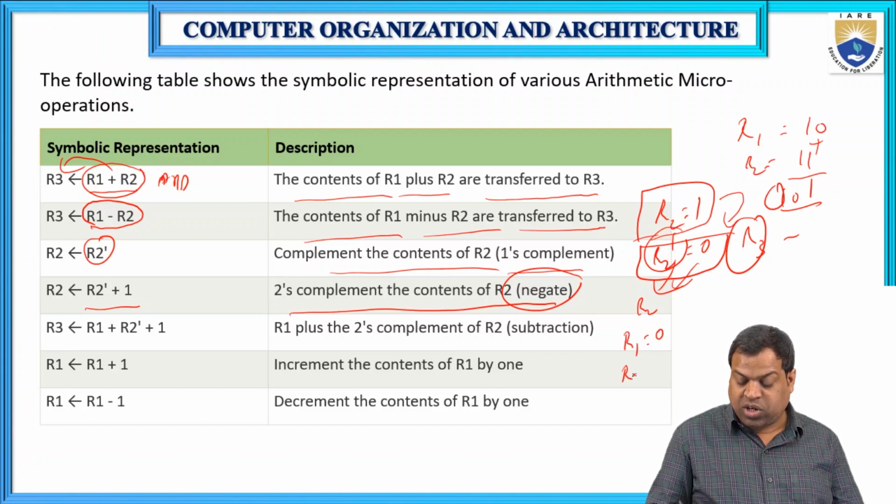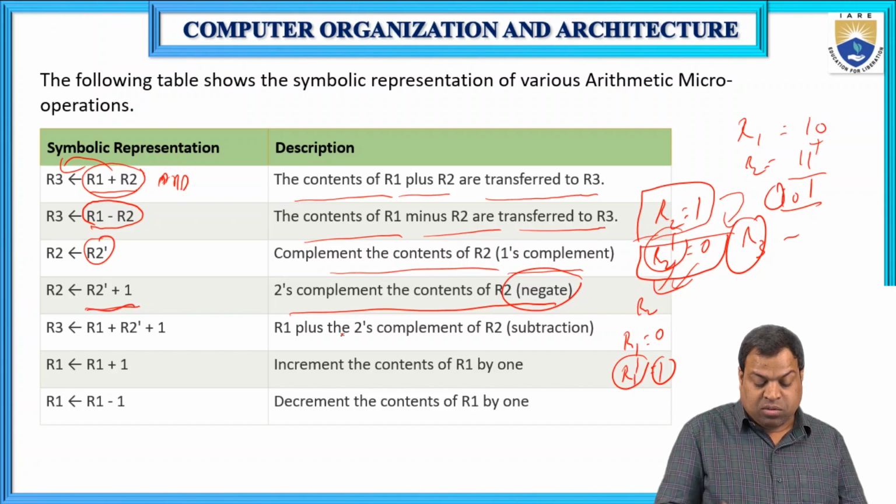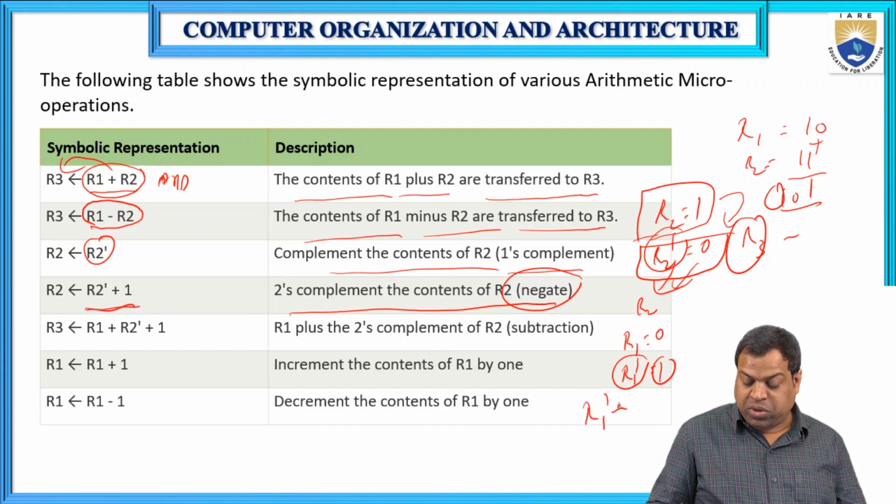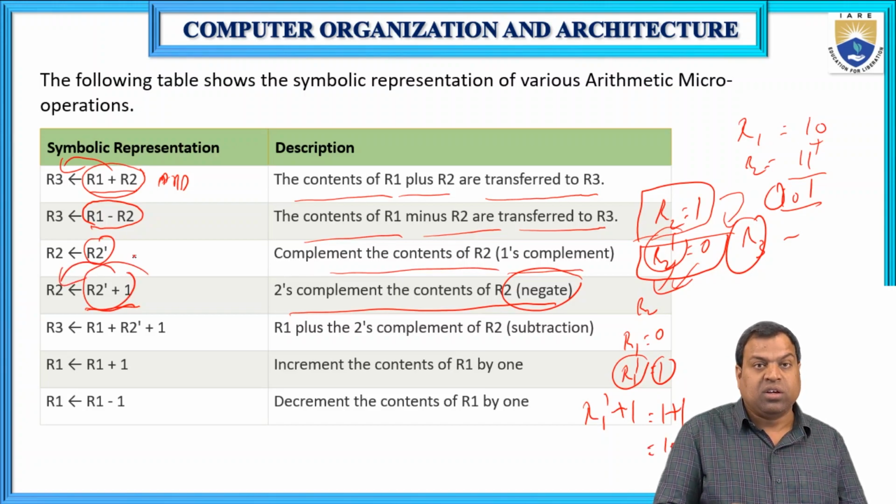So suppose R1 equal to 0. What about R1 bar? It is equal to 1. But here, complement R1 bar plus 1. That means we are adding 1 plus 1. So 1 0. This resultant value is stored in R2.